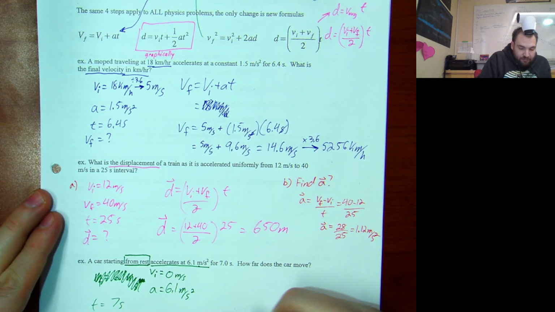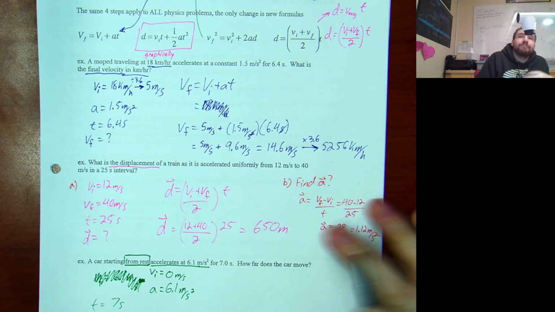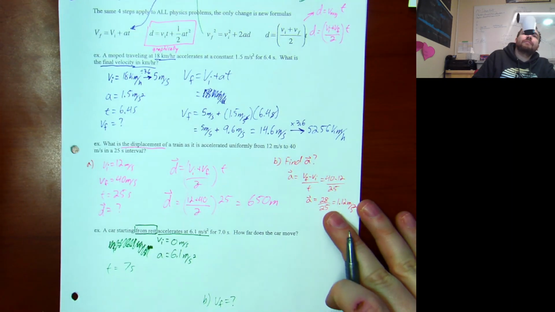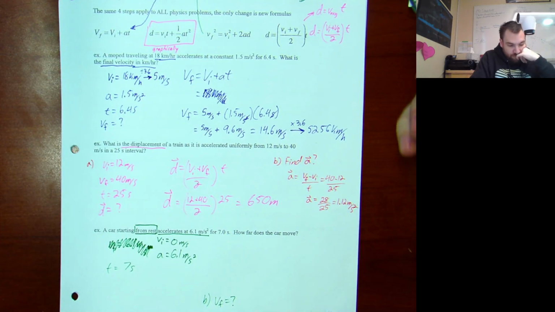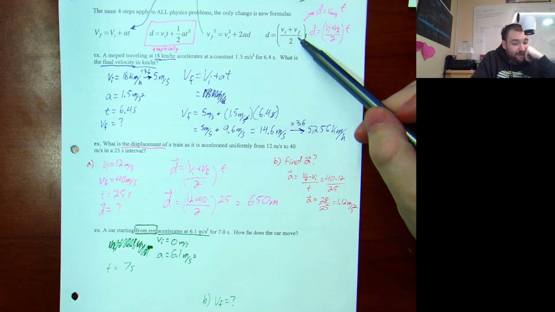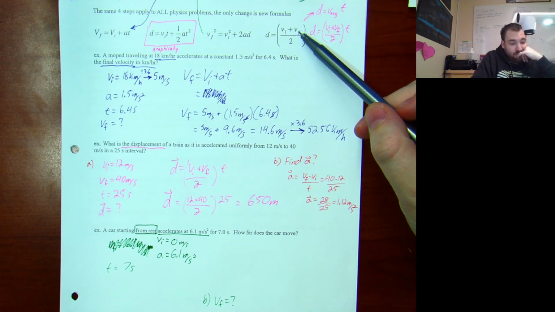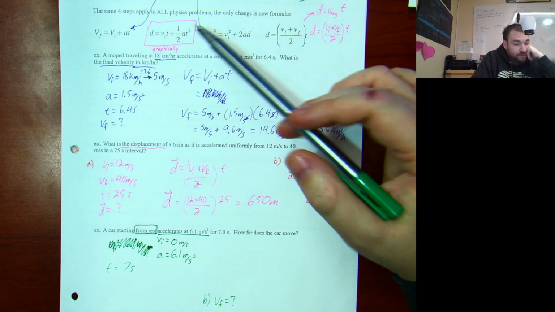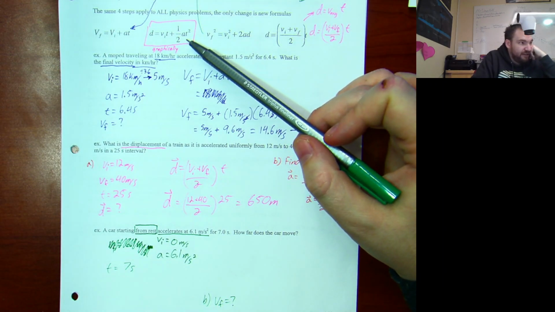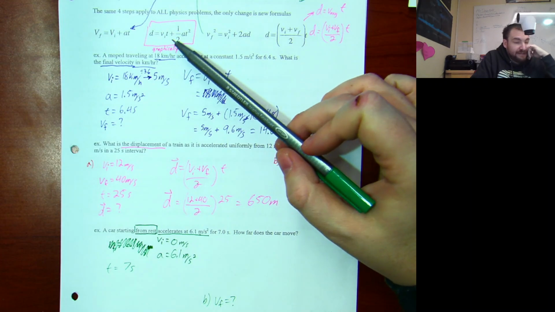But by elimination, you can only use the second and the last equation because you want to find the displacement. I can't even use the last equation because I don't know what my VF is. So by elimination, the only one I can use is which one? The second one, the one that I'll prove to you graphically later. D equals VIT plus half AT squared.